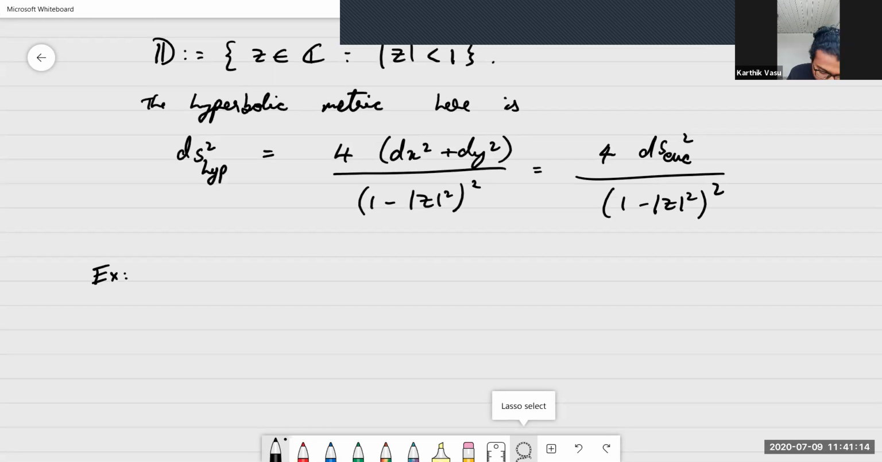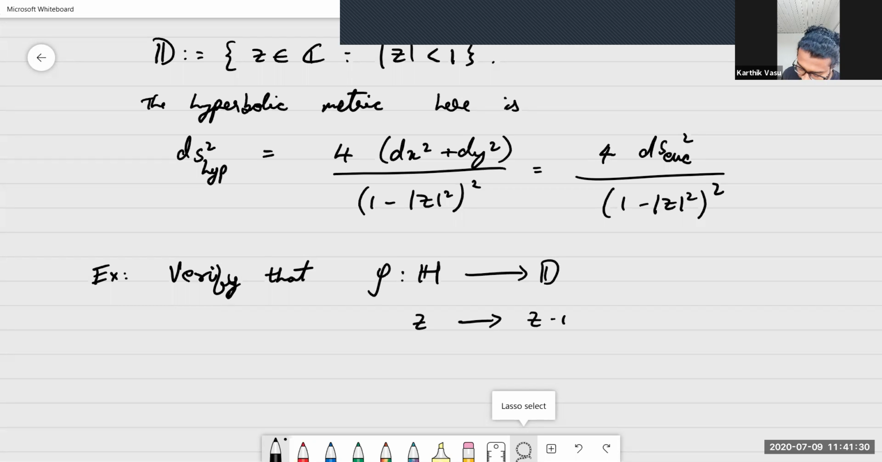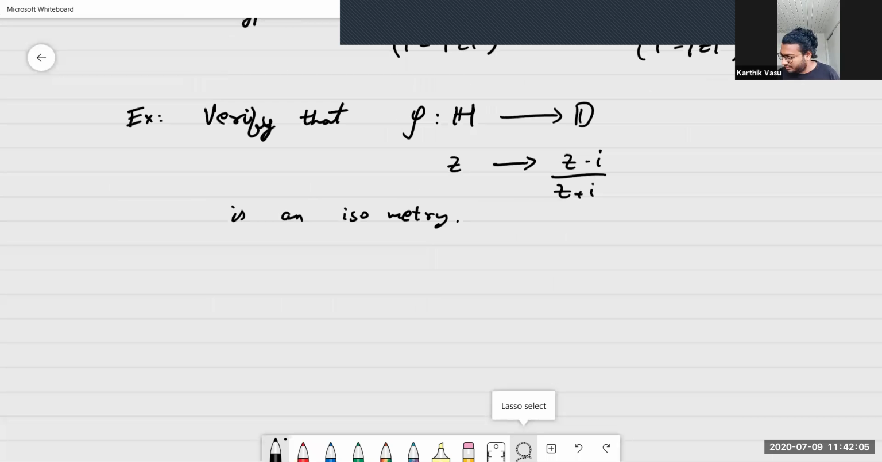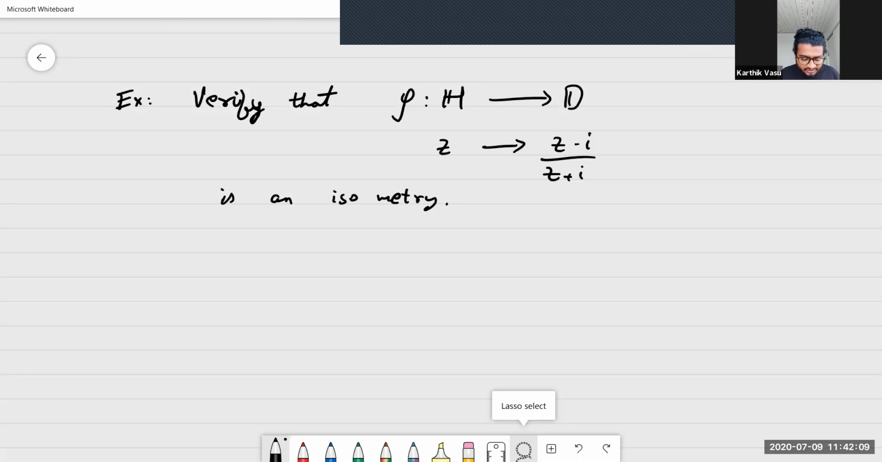So you can verify that this map, which takes the upper half space to our unit disk, is an isometry. So whatever we do right now will be up to isometry. So for us, the upper half space and the disk model are equivalent. So we can jump from one to the other without any troubles. So what are the geodesics in this model?